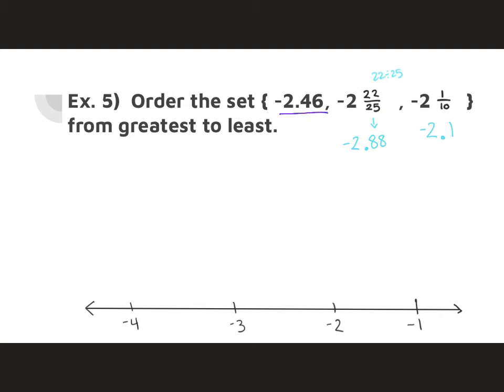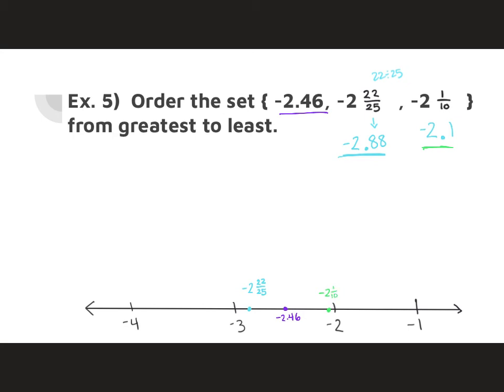So negative 2 and 46/100, that's about halfway right here. So I'm going to put negative 2.46. Next, I have negative 2.88. So that is a little bit closer to 3. So I'm going to put negative 2, and I'm going to put the original in there, 22/25. And then next I have negative 2.1. That's closer to negative 2. So I'm going to put negative 2. Instead of 0.1, I'm going to put 1/10.